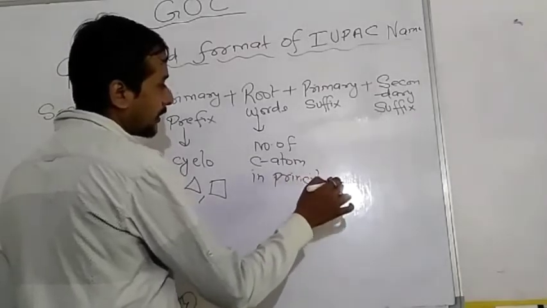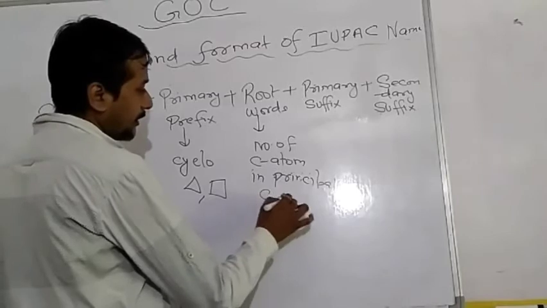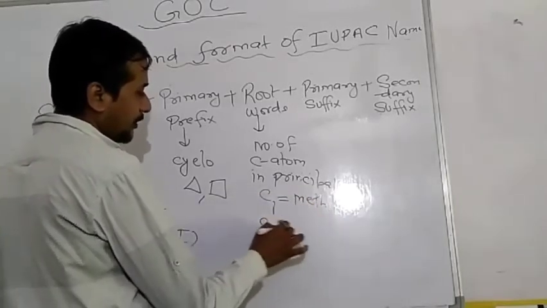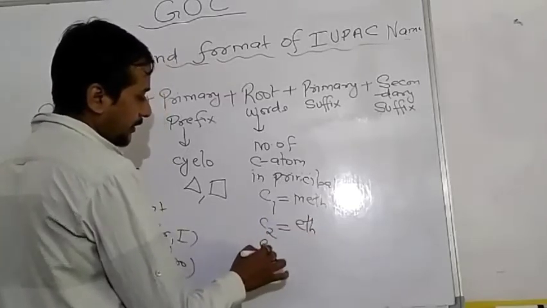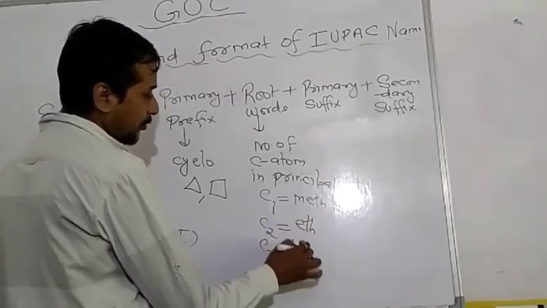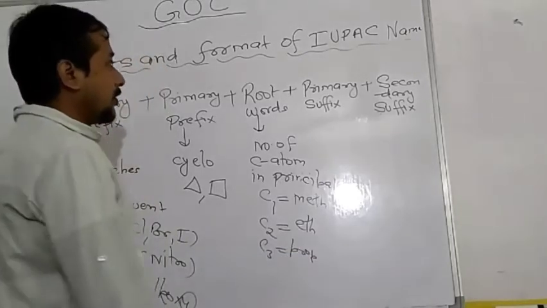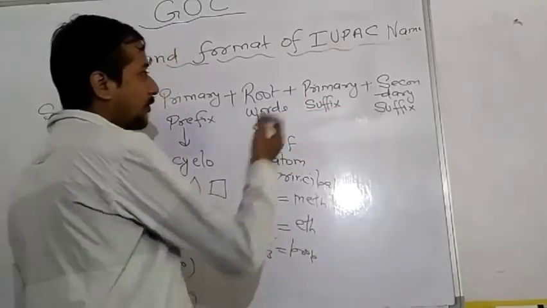This is the principal chain. For C1 you can write meth, for C2, that means carbon number 2, you can write eth, for C3 you can write prop. So in this way you can write the root word. Now come to the primary suffix. Primary suffix means after the root word you have to write it.